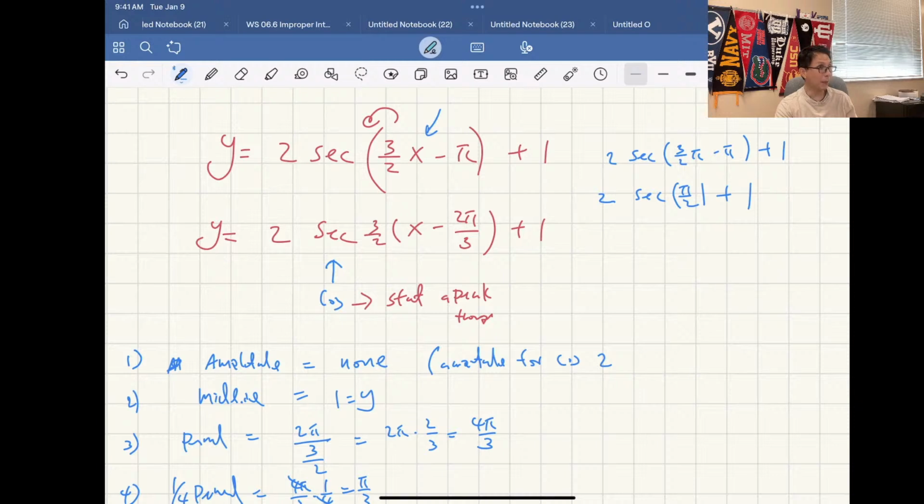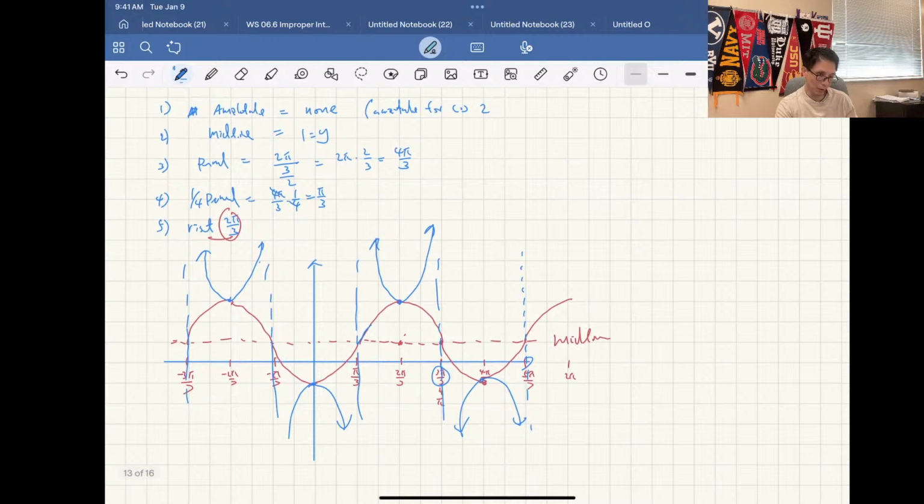What's secant of pi over 2? That means 1 over cosine of pi over 2. What's cosine of pi over 2? 0. So that's 1 over 0. So this is undefined. It must be that this is an asymptote. So every time I reach here, it's going to create an asymptote. Samuel, does that make sense?